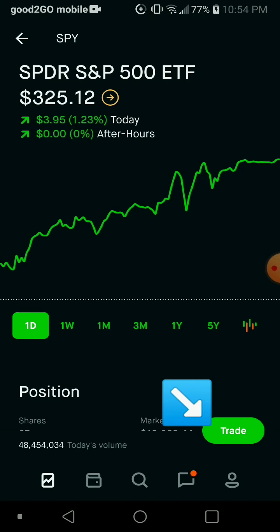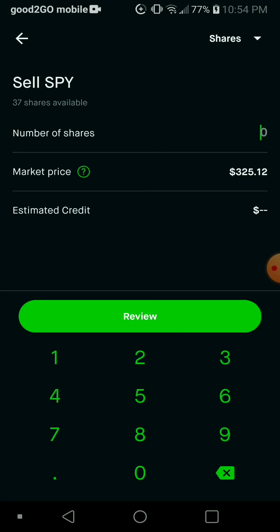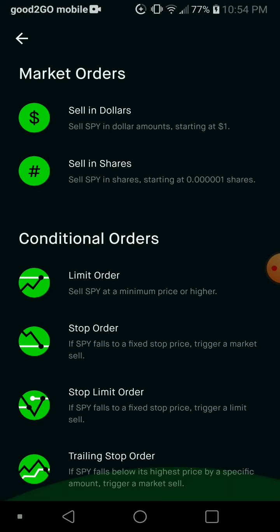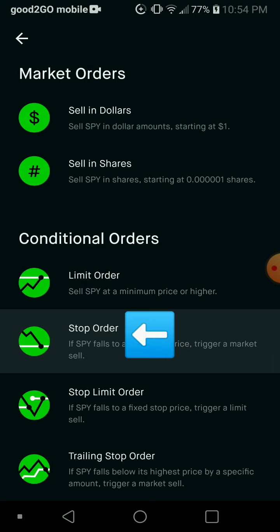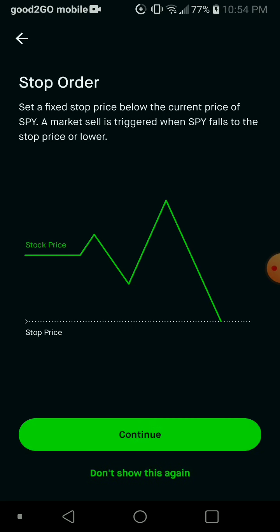Again, we're going to go to trade, and then we're going to say sell. And then after that, because by default it's going to go to market, instead we want to go to shares. And from there, instead of limit, we're going to choose stop order. This one here, that's stop loss. If we click on it, it's going to explain to you what stop order is, which is stop loss. I'm going to click continue.